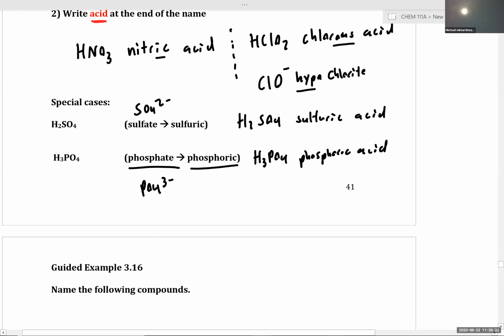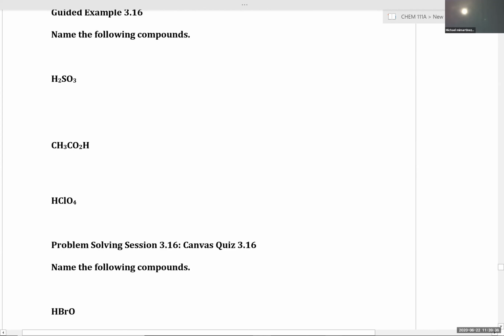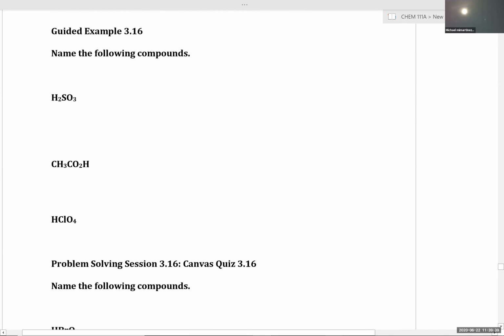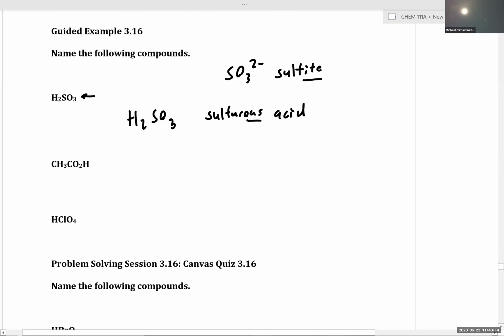Perfect. So let's take a look at the following examples and try to name the following compounds. H2SO3. First and foremost, we look at our polyatomic ion, which is SO3 2-, which is sulfite. We have the ITE ending. So in our polyatomic acid, sulfite turns into sulfurous, and then we write acid at the end of the name. Polyatomic acids aren't that bad to name if you know all the polyatomic ions.